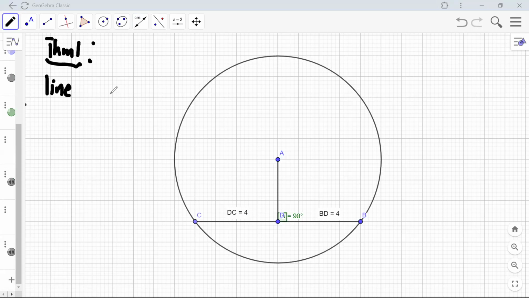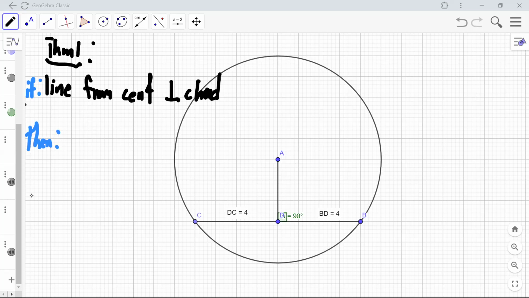If a line is from center, so I'll write this, line from center perpendicular to a chord. So this is the condition of the theorem. In other words, this is what you have to look out for in the diagram. If you realize that there is a line from the center and it is perpendicular to a chord, then that line must bisect the chord. So a line from center perpendicular to a chord, what does it do? It bisects the chord.